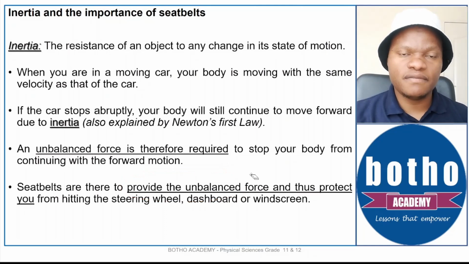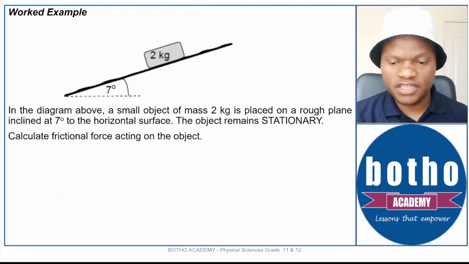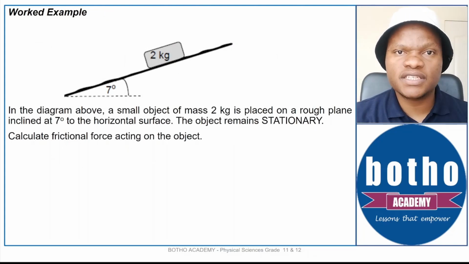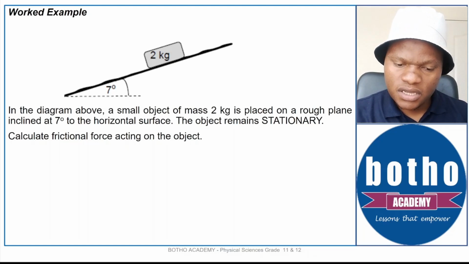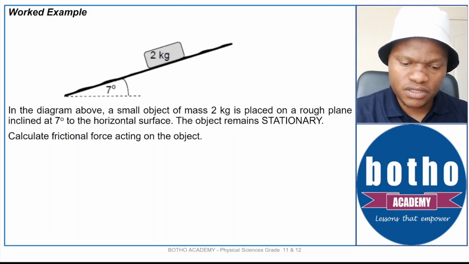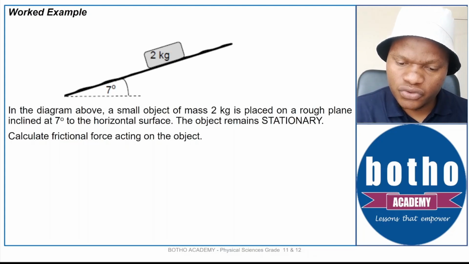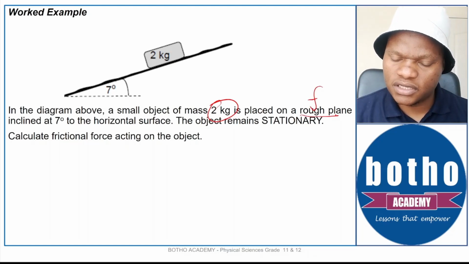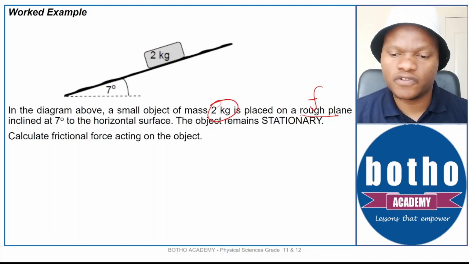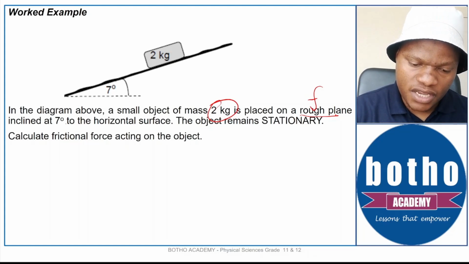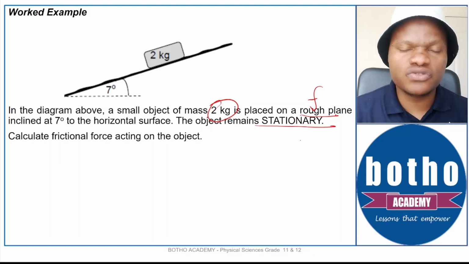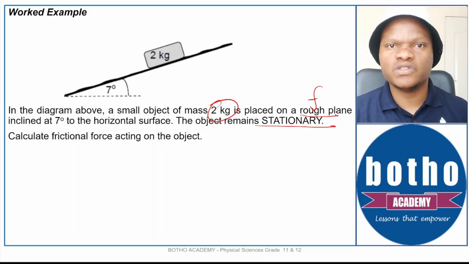Let's wrap up today's lesson by looking at another worked example which I find very interesting, and this is one of those that learners tend to struggle a lot with. In this worked example, we have an object which is placed on an inclined surface. We have an object of mass 2 kilograms placed on a rough plane. As soon as we see the word rough, it means there is a force of friction, or a frictional force. Then we are told the angle between the surface and the horizontal, and the object remains stationary. As soon as we see the word stationary, we think about Newton's first law.